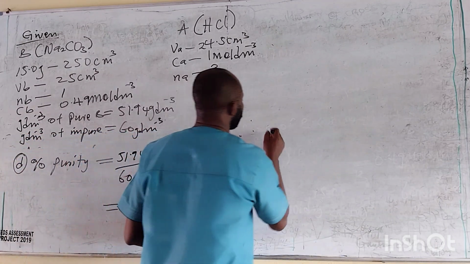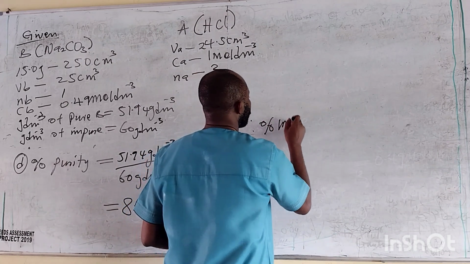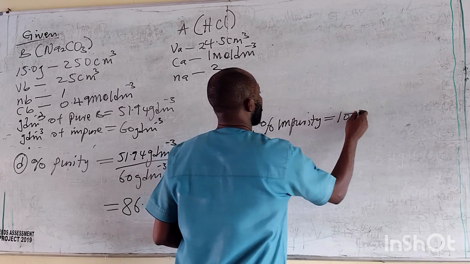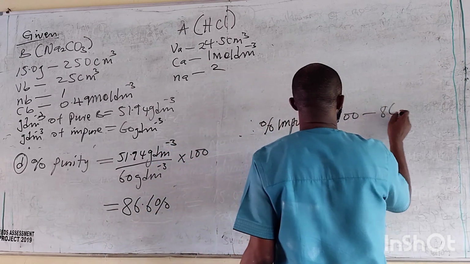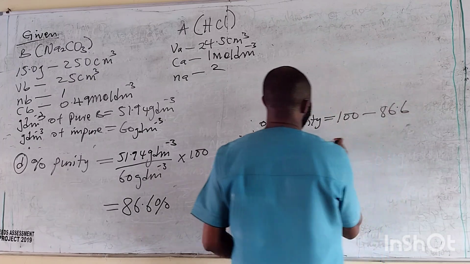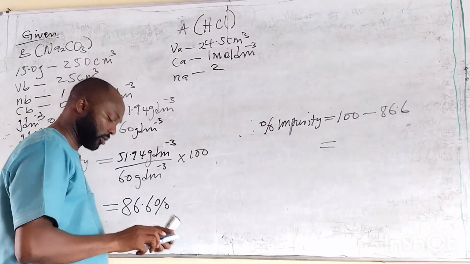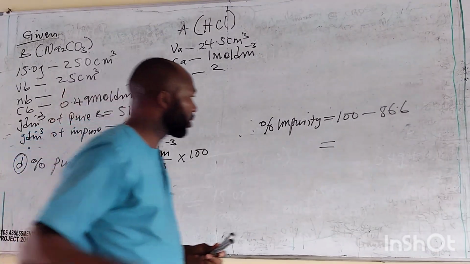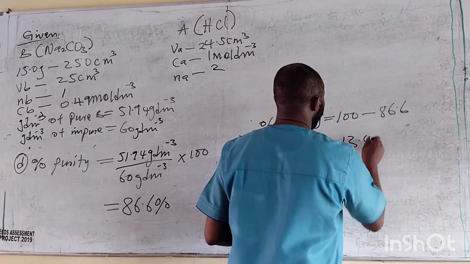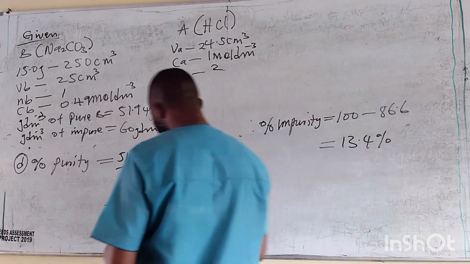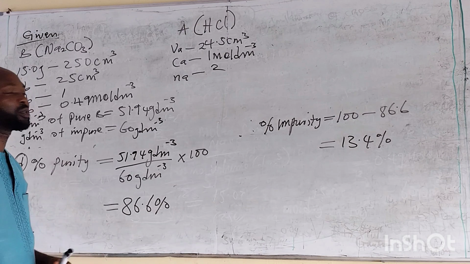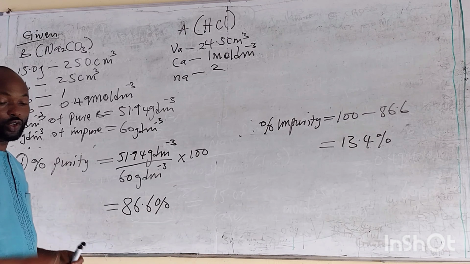Therefore, percentage impurity is equals to 100 minus purity, which is 100 minus 86.6, and that is equals to 13.4%. So the amount of impurity was very small, which is 13.4%. The substance is 86.6% pure. So that was a good one.